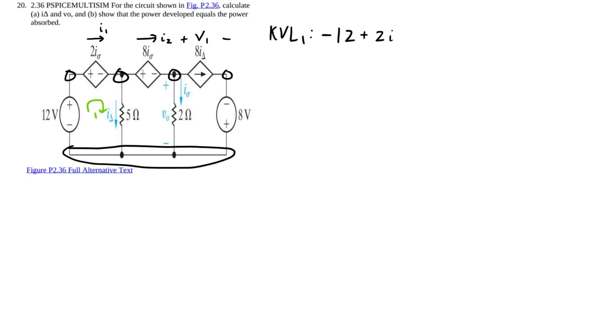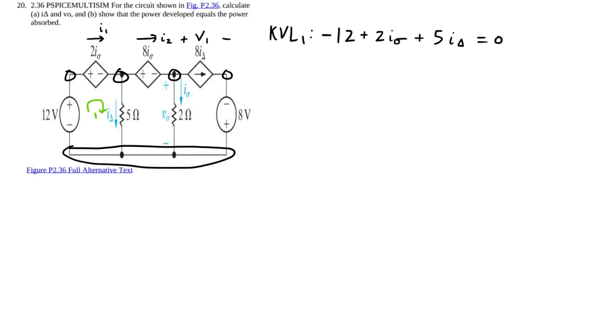It could end up being the other way around, but for now we're going to call it a reduction or a drop. And then we have the voltage drop across the resistor, so 5 times I delta, right? And all of that is going to equal 0 for that loop.